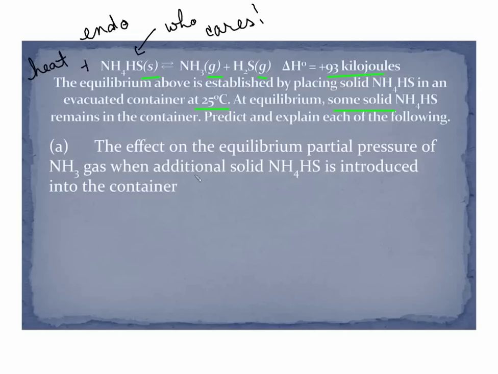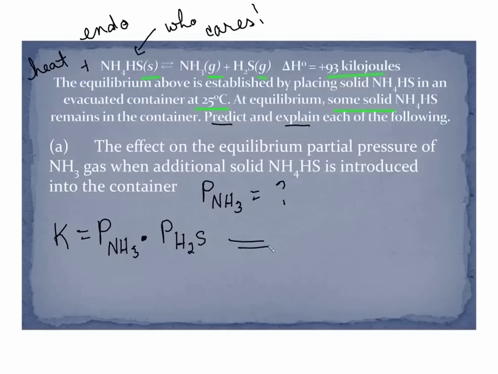Now, the question asks us, the first one says to predict and explain. So we're going to make a claim and we're going to justify that claim. We want to know what happens to the partial pressure of NH3 when we add solid NH4HS. Well, our K for this reaction is the partial pressure of NH3 times the partial pressure of H2S, and solid NH4HS doesn't show up in here at all. So we're not shifting to a new Q state at all.